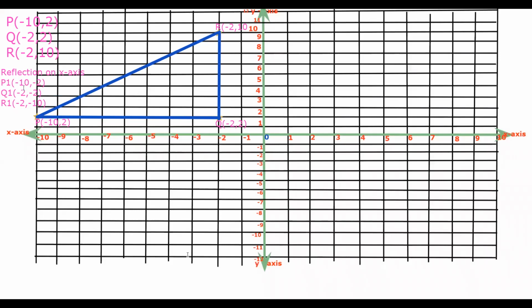Now we have the P1 here, that is negative 10 and negative 2. Negative 10 is here and negative 2 will be here. Okay, then you write the coordinate name. That is P1 formed by negative 10 and negative 2. Okay, good.